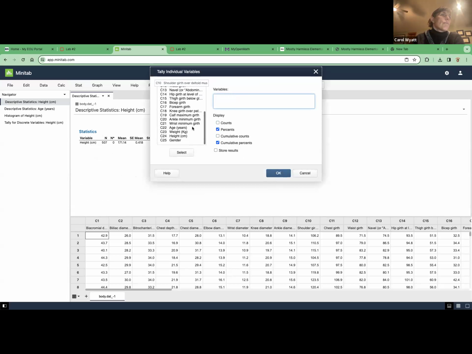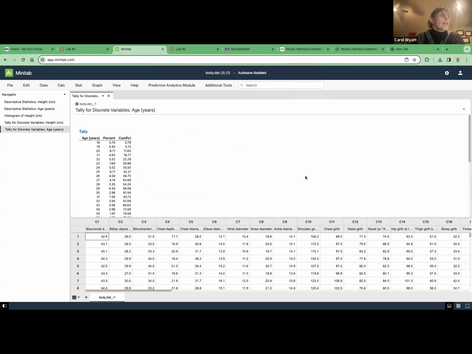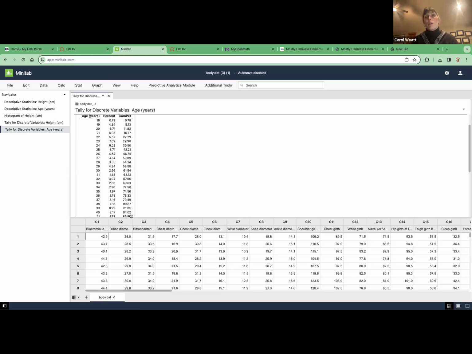Go down to age. Hit okay. And who's in the 10th percentile? Age 20. Right? We look closest to the 10th percentile. Age 40 is in what percentile? The 84th percentile. Okay? This is how you make those little cumulative graphs that would show you these types of things.